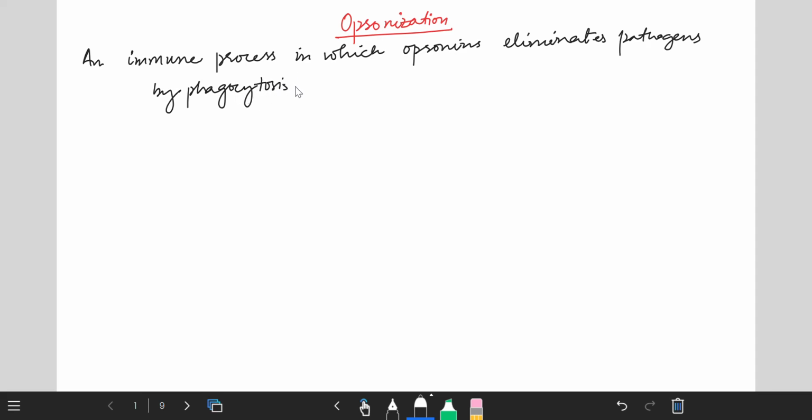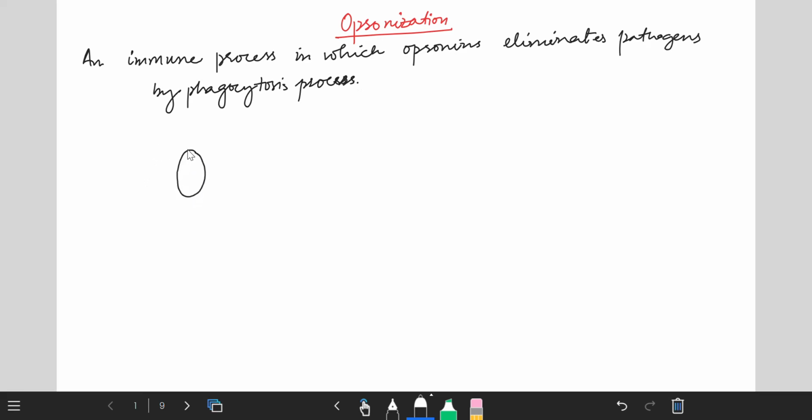Because without opsonin, such as antibody, the negatively charged cell walls of the pathogen and the phagocyte cell will repel each other. So, opsonins are needed to bind with the pathogen. Now we will see how this process occurs.